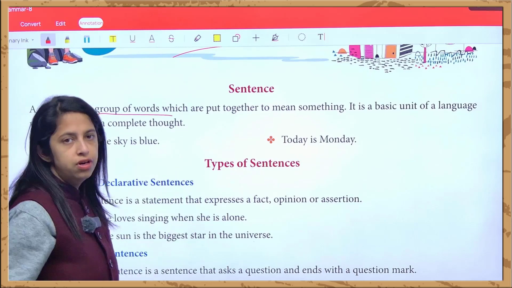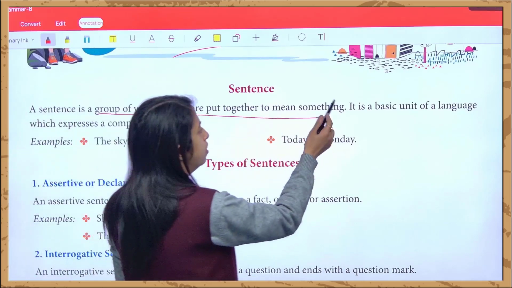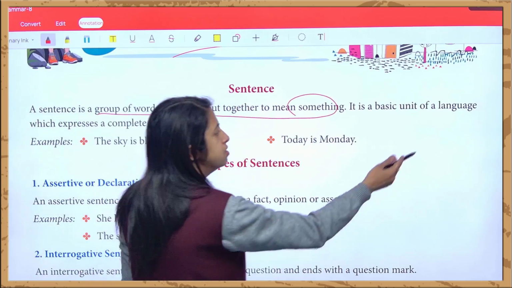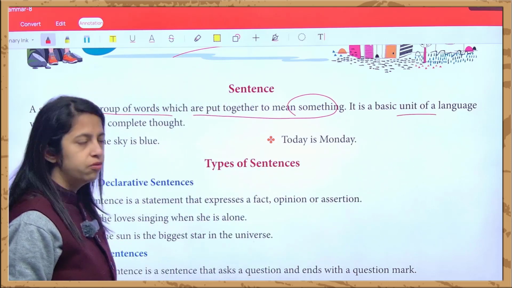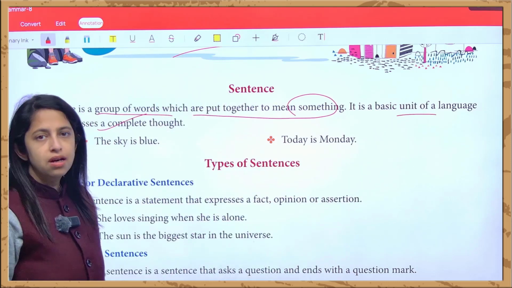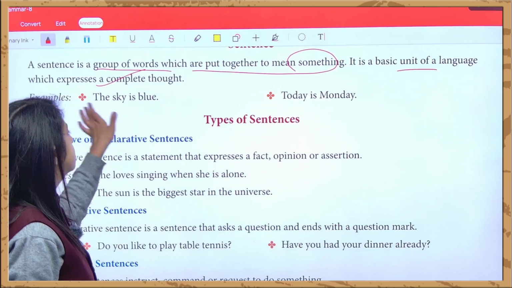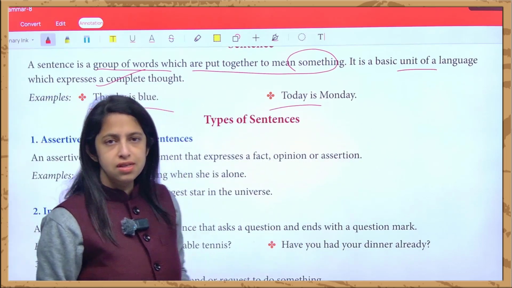A sentence is a group of words which are put together so that they can mean something, right? And it is the unit of a language, which expresses a complete thought, right? So the sky is blue. Today is Monday. All these are sentences.